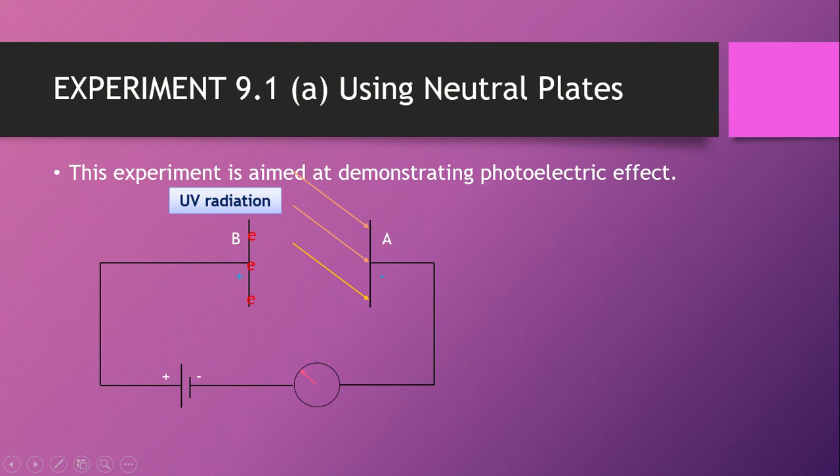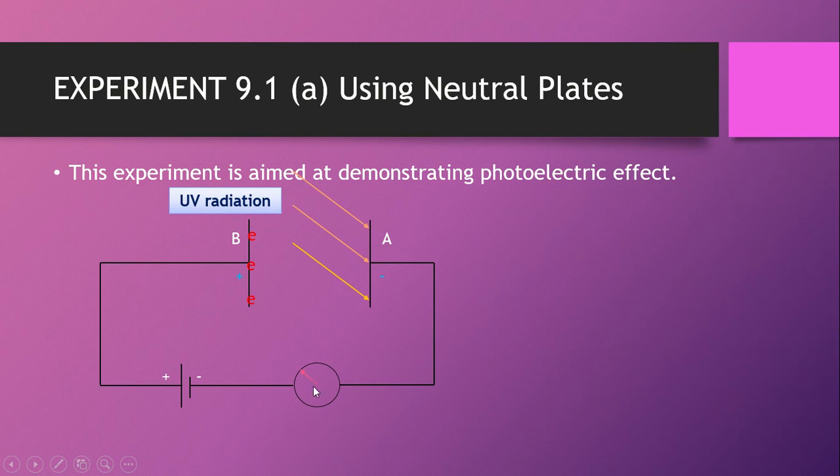Something else you need to know, that the glass plate, however, easily stops the ultraviolet radiations. So it stops that. But radiation like, for example, gamma rays and X-rays have high penetrating power, they shall be able to go through. So here we have UV radiations. If I have a glass block here, there shall be no deflection on the galvanometer.